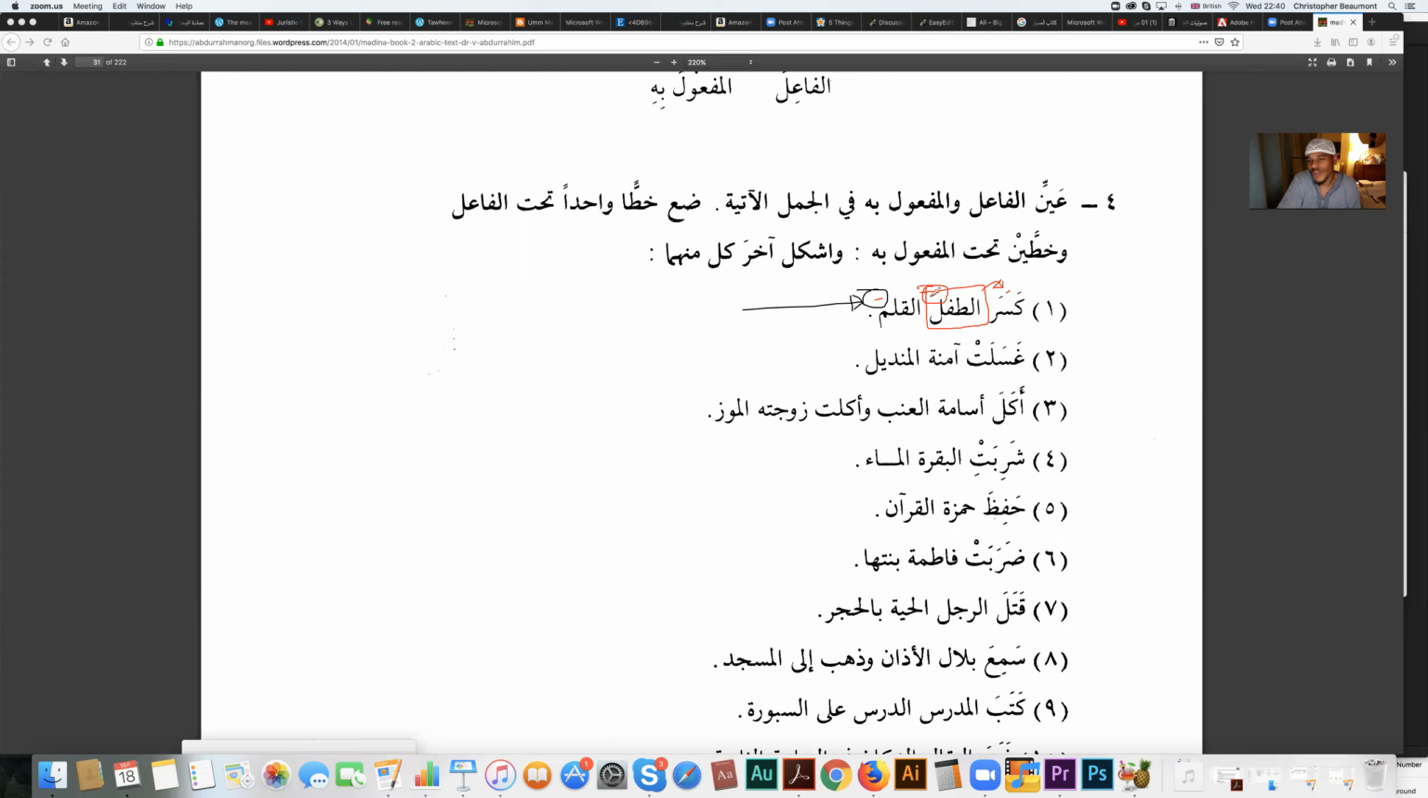Let's start again. We know that at-tiflu is the subject of the verb because of the dhamma, and we know that al-qalama is the what? Is the maf'ul bihi. Excellent. This is what was broken. So in trying to apply what the author of the book is telling us to do here, how many lines would we put underneath al-tiflu? 1, right? And how many under al-qalama? 2, just like that. So you have to work your way through the rest.